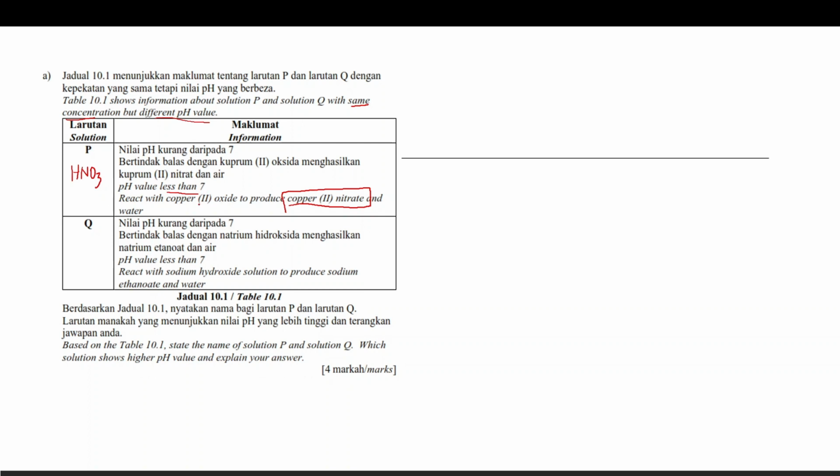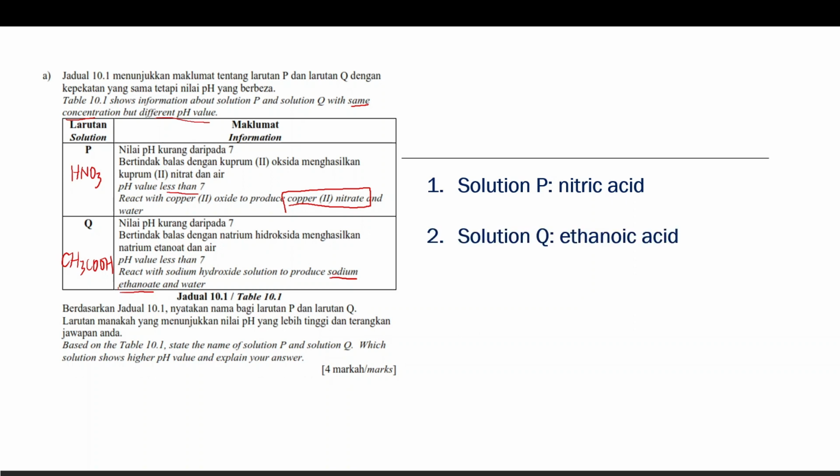Then Q, pH less than 7, reacts with sodium hydroxide solution to produce sodium ethanoate and water. So sodium ethanoate salt, meaning that it has ethanoic acid, no? So ethanoic acid would be CH3COOH. Based on the table, state the name of solution P and solution Q. You cannot use the formula, you must use the name. So P will be nitric acid, Q will be ethanoic acid.